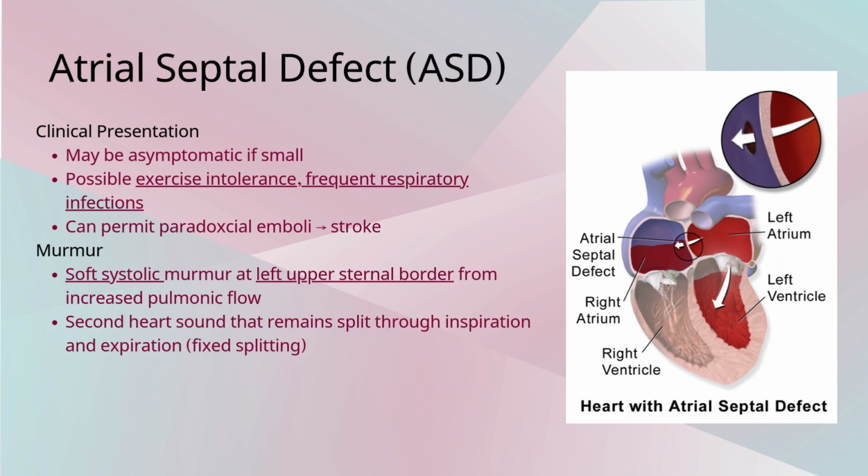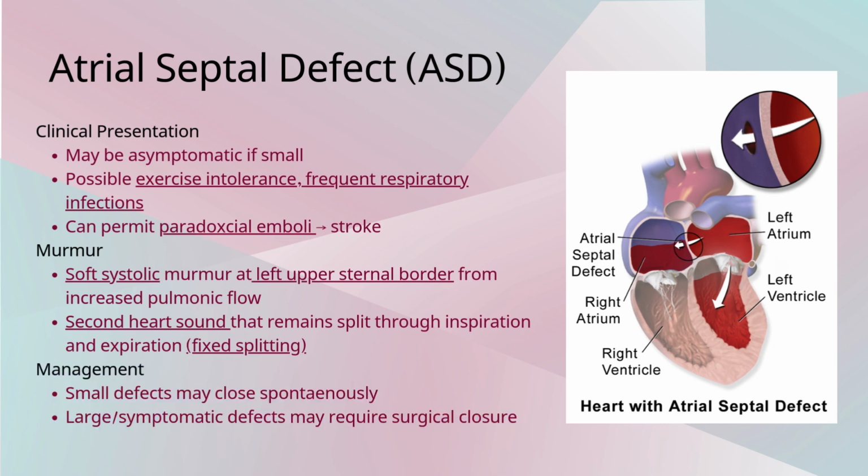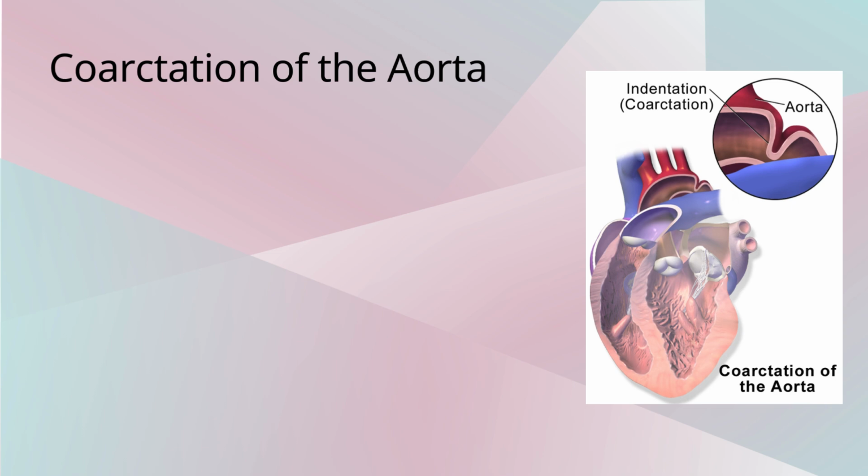The other classic finding is a second heart sound. Normally the two components of S2, aortic and pulmonic valve closure, move closer together with exhalation and then further apart with inhalation. But in an ASD, because the right ventricle is always overfilled, the pulmonic valve closure is always delayed. So the split S2 doesn't vary with breathing, and that's why it's called a fixed split S2. As far as management, a lot of these will close on their own, but large or symptomatic defects may require surgical closure.